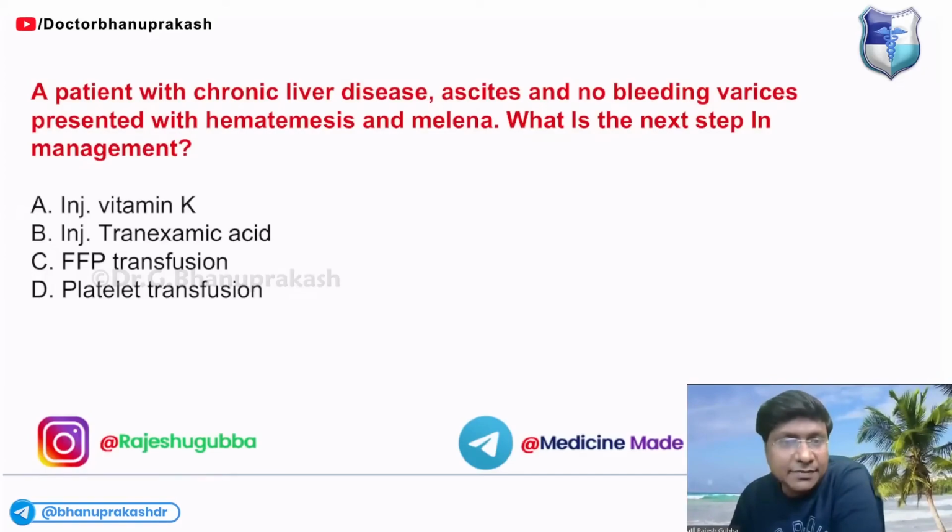Yeah, the beta blocker that we need to give is propranolol, right, rather than carvedilol. In patients with non-bleeding esophageal varices with portal hypertension, we give propranolol or nadolol. Where do we give carvedilol? Carvedilol, we give in congestive heart failure, okay?